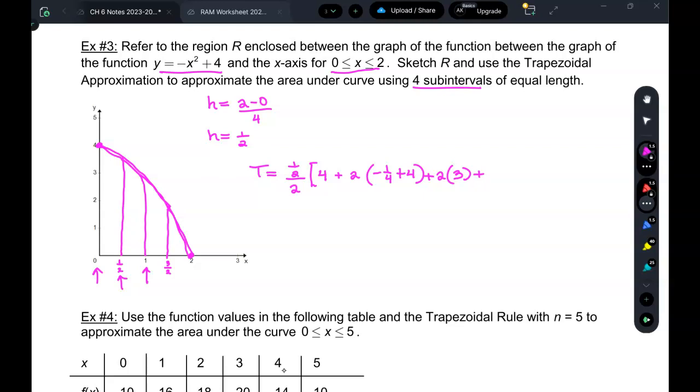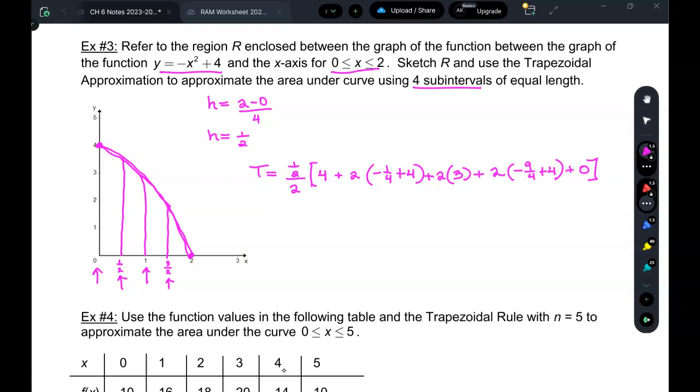Okay. Look back at the formula. Yeah, it's the shortcut. So then we do 2 times. Okay, now we plug in 3 halves. So that'll be negative 9/4 plus 4. And then the last one one time, right? So plug in 2, we get 0.